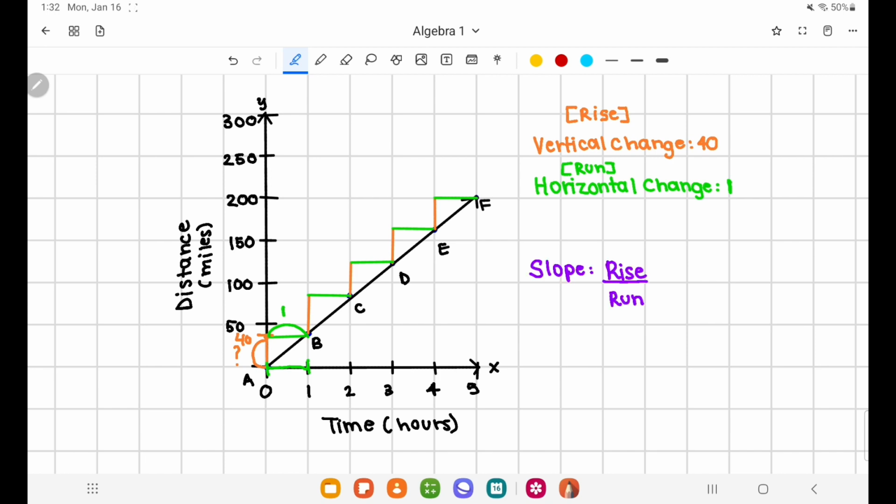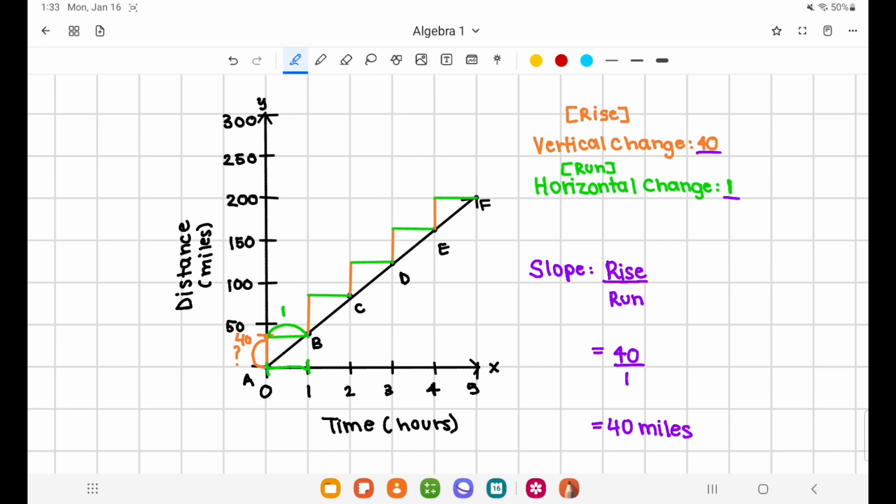Now remember that slope is rise over run, and we've already found our rise and our run values, so we can just substitute. And there it is, our slope. So that was the slope when we calculated it from point A to point B.